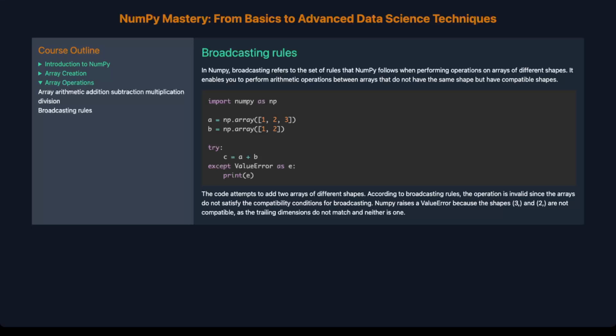It enables you to perform arithmetic operations between arrays that do not have the same shape but have compatible shapes. The code attempts to add two arrays of different shapes. According to broadcasting rules, the operation is invalid since the arrays do not satisfy the compatibility conditions for broadcasting. NumPy raises a ValueError because the shapes 3 and 2 are not compatible, as the trailing dimensions do not match, and neither is 1.